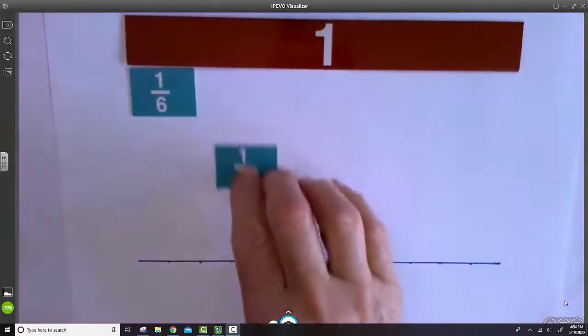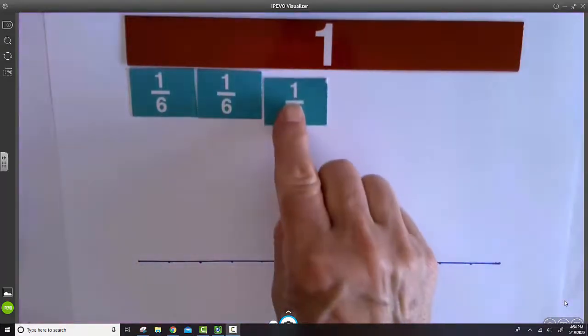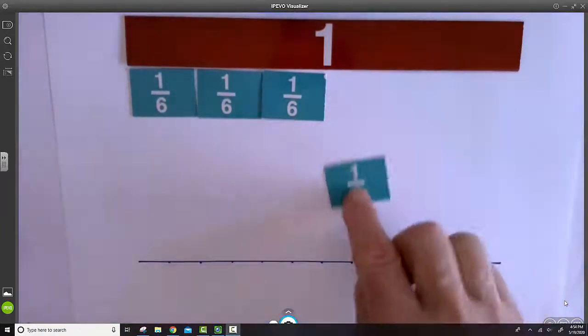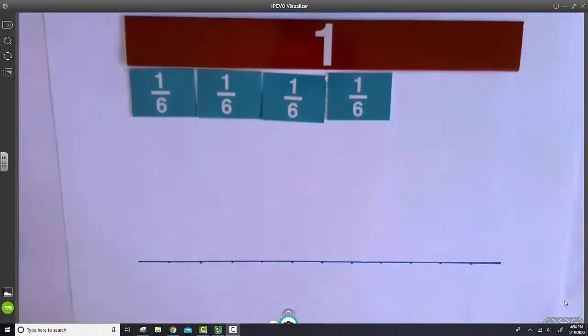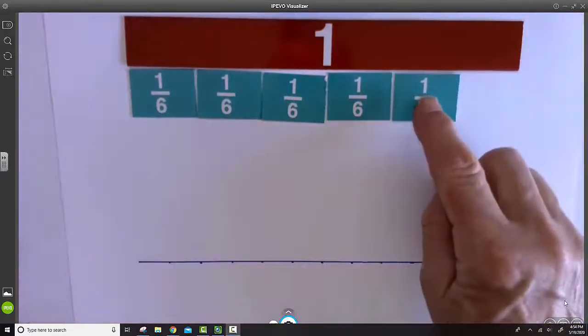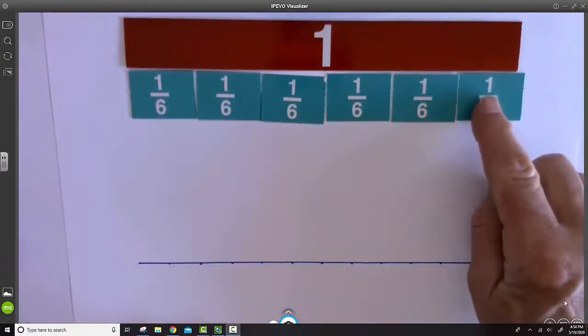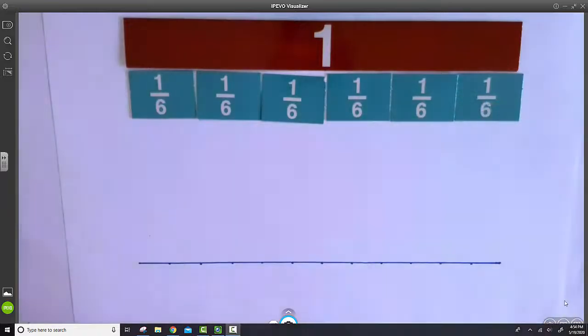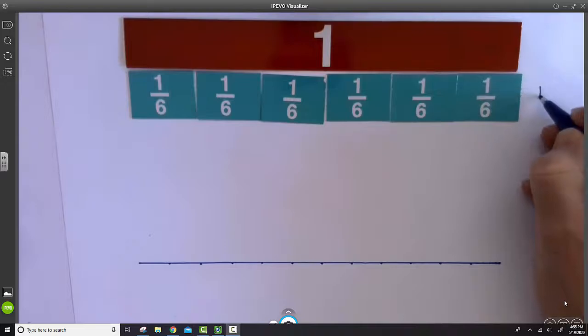1/6, 2/6, 3/6, 4/6, 5/6, and 6/6. I'm sure that you probably knew that. You've been working with fractional strips for quite a while and creating wholes. So we will call these 6/6 one whole.